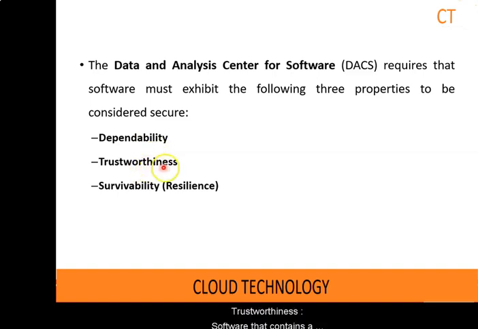Trustworthiness, the software that contains a minimum number of vulnerabilities or no vulnerabilities or weaknesses that could sabotage the software dependability. It must also be resistant to malicious logic. Survivability, resilience, the software that is resistant to or tolerant of attacks and has the ability to recover as quickly as possible with as little harm as possible.